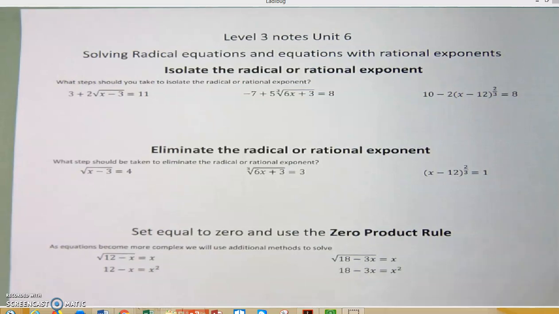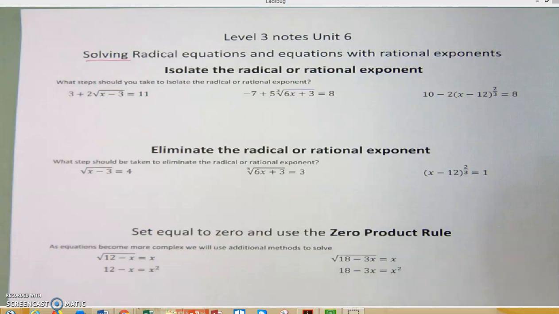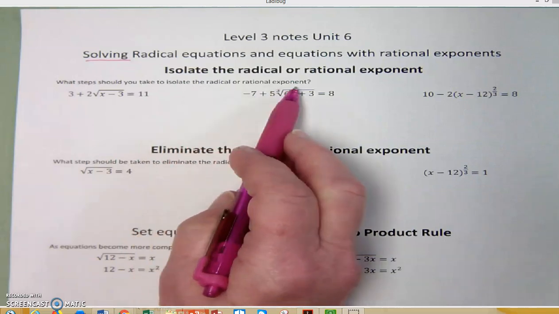These are the video notes for Level 3 Notes, Unit 6, for solving radical equations and equations with rational exponents. The first step we're going to do is isolate the radical or rational exponent. So what steps would you take to isolate the radical or rational exponent?